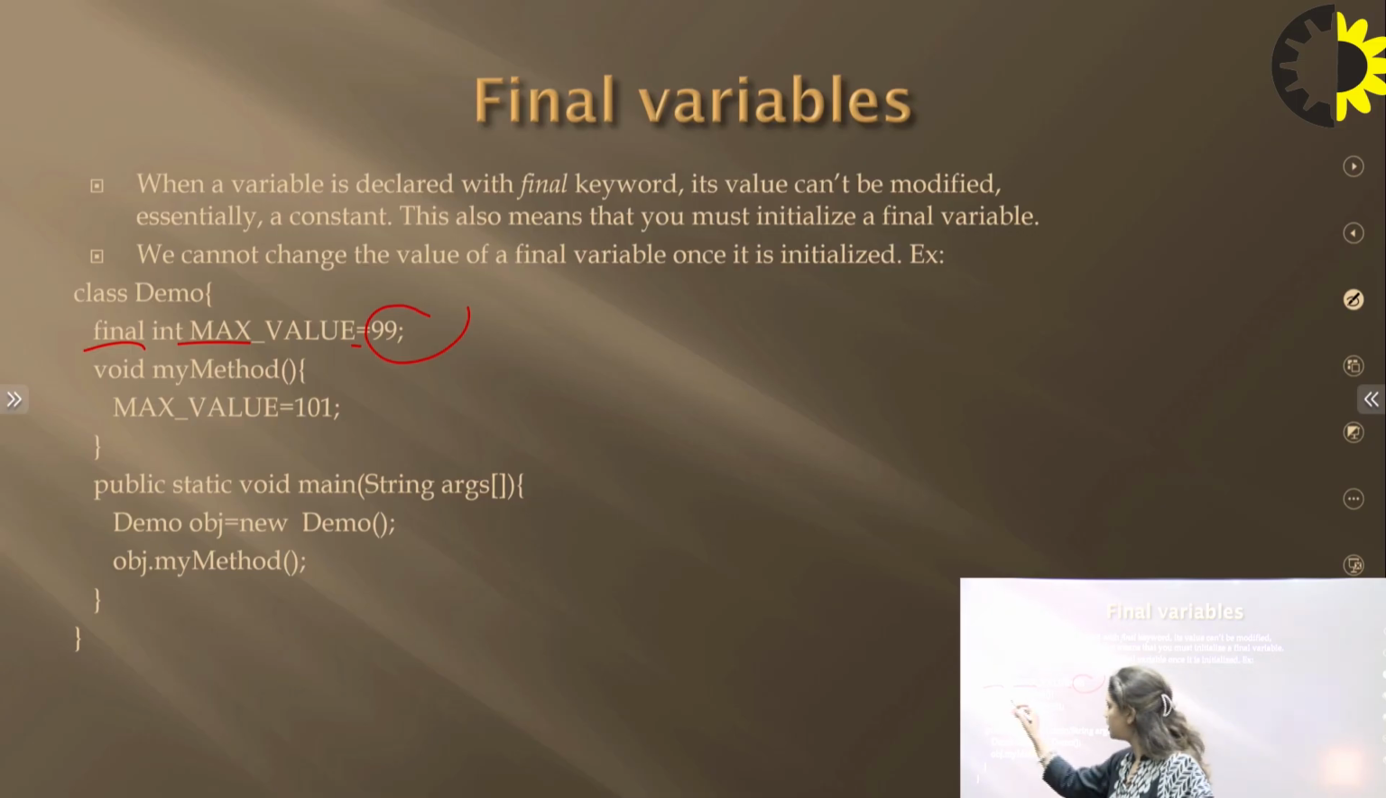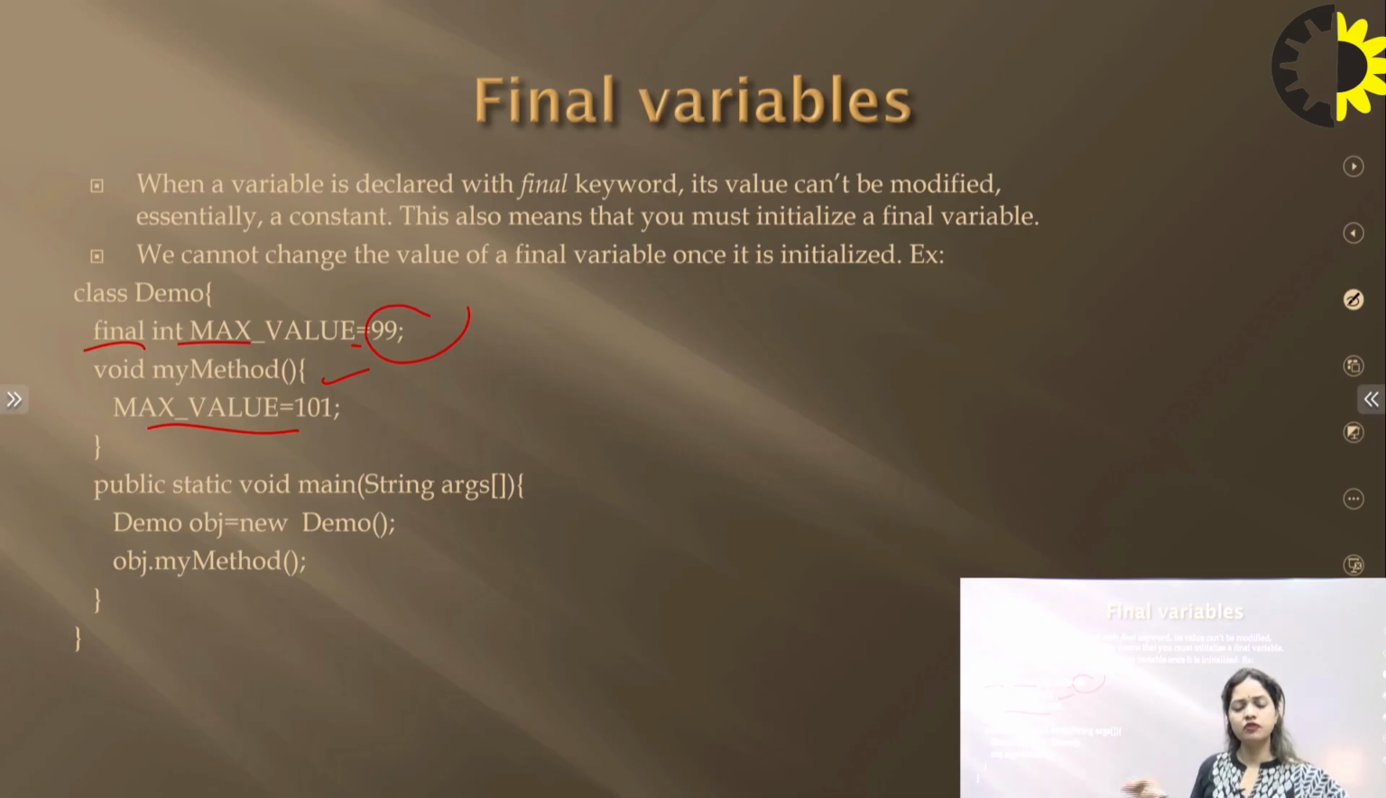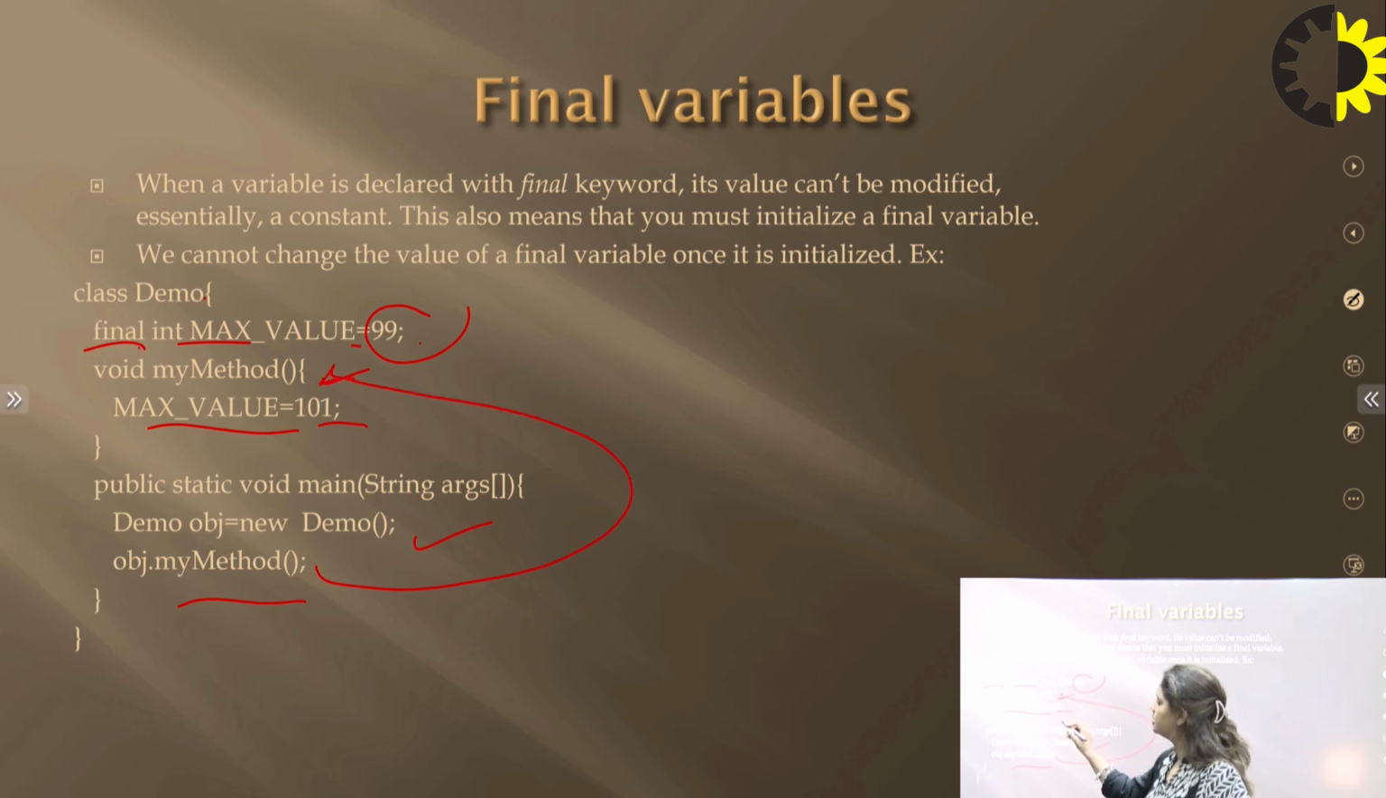Let's have a look. We have created this method, my method. Inside that, again we are declaring the value of this variable max value, which was previously created as a final variable along with value 99. And again I want to update this value to be 101, but that is not possible when we start executing this program. Here we have created the object inside the main method for the class demo to have access to this method. So when this call goes to this my method, this max value needs to be executed.